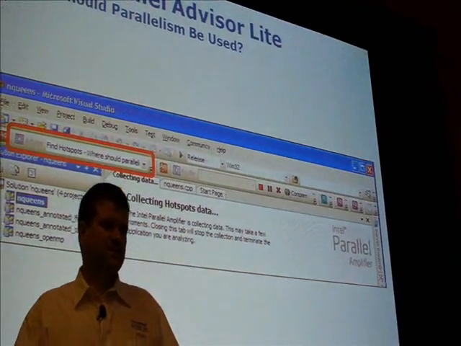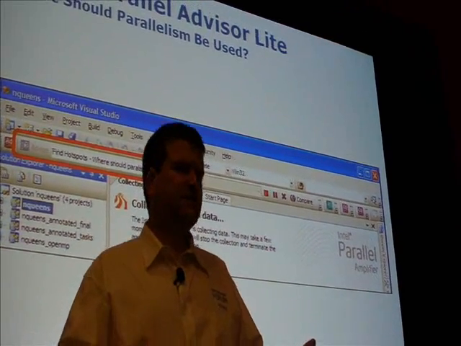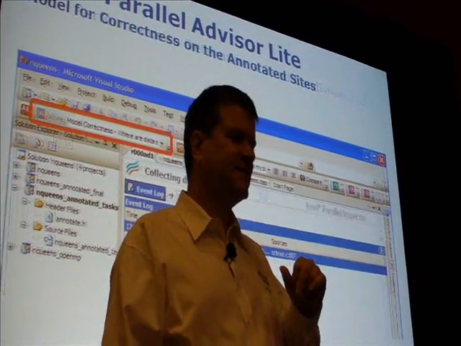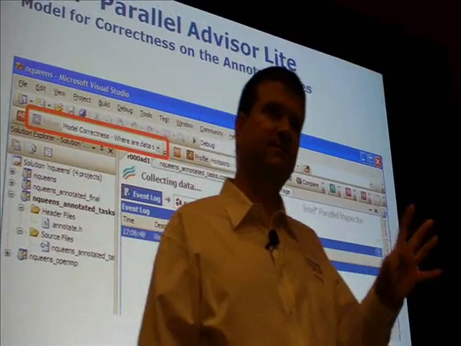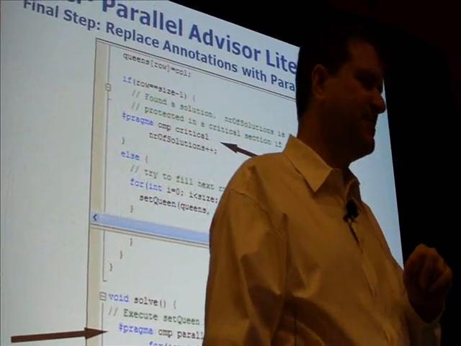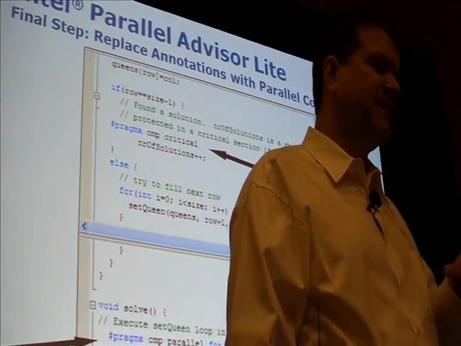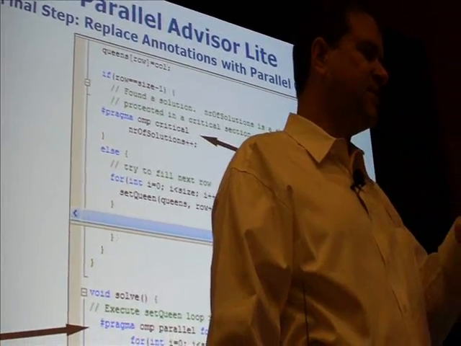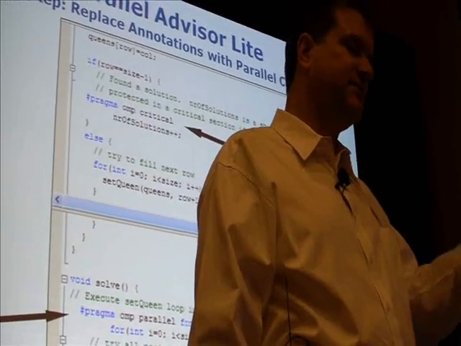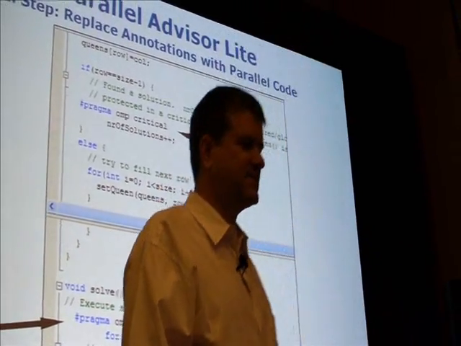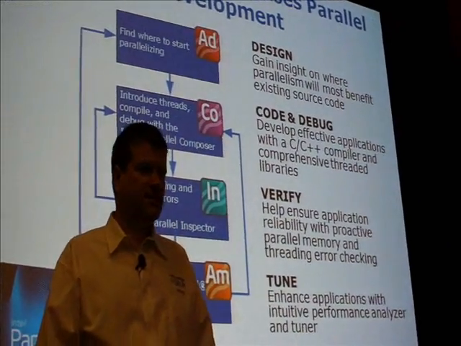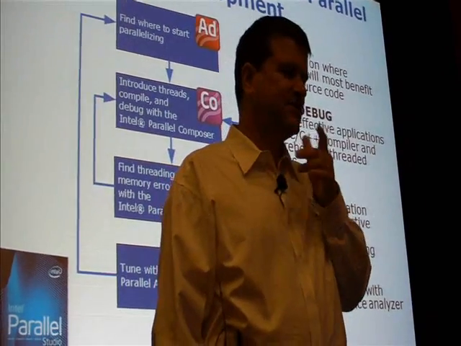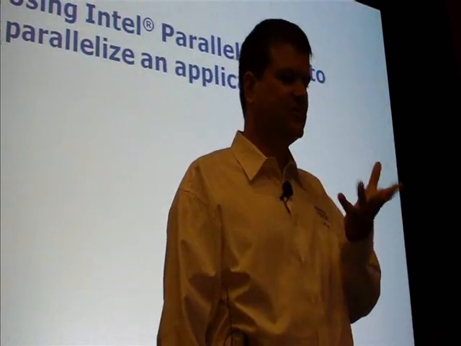So, Parallel Advisor will let you know where parallelism should be used, find the candidate site, and then let you add some annotations and give you some feedback. And then you would finish up by adding the actual parallelism into your code. So you do some prototyping, the tool gives you feedback, and then you'll know where the best places are to add parallelism. So that's in a nutshell the whole application cycle, and Joe's going to give us a demo.